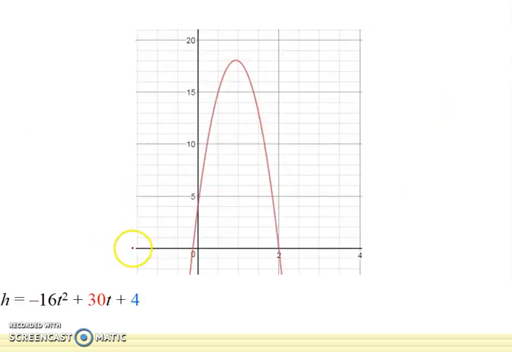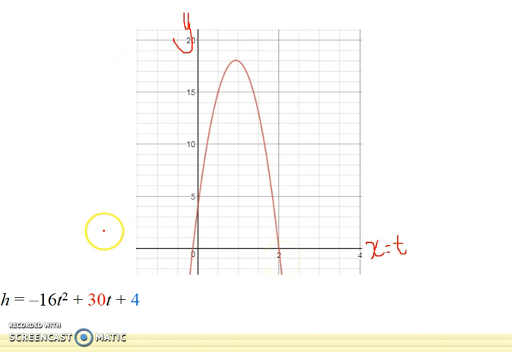What we have here is the graph that represents this equation. On the x-axis we have t for time, and on the y-axis is the h for height. You can see that as time is passing, the ball is traveling up and then it's coming back down, and so it makes this arc.